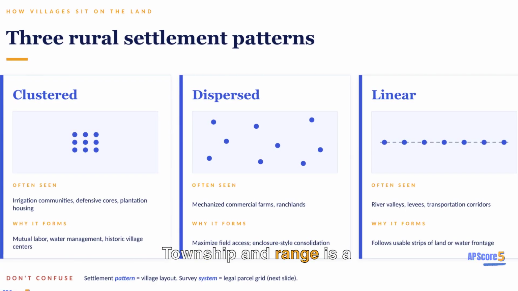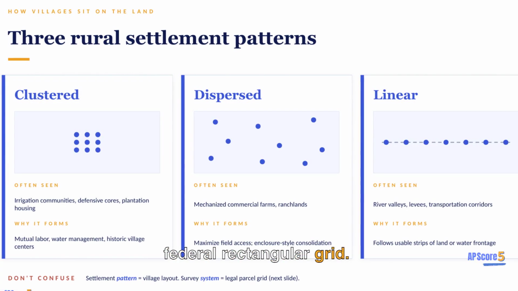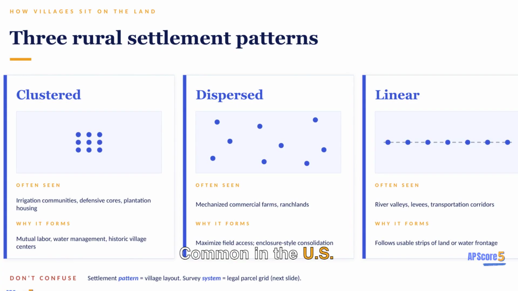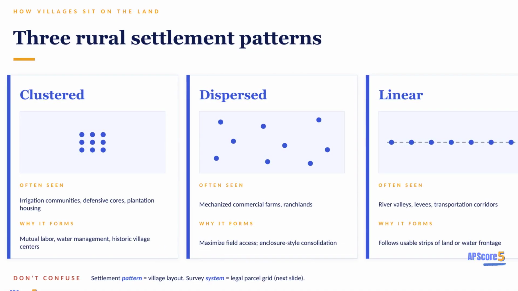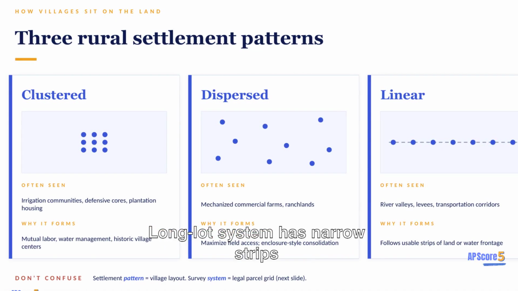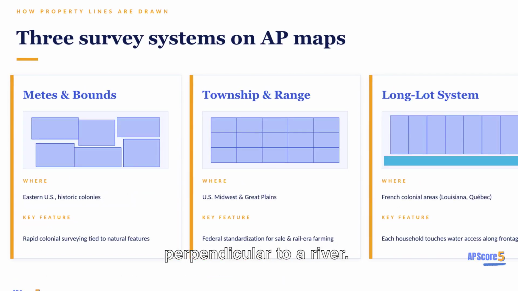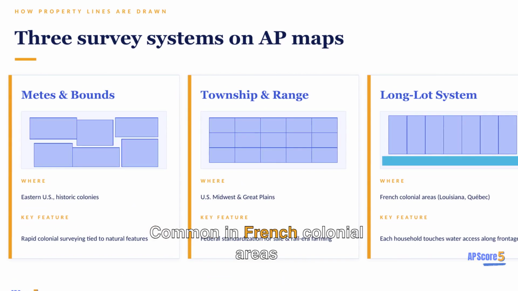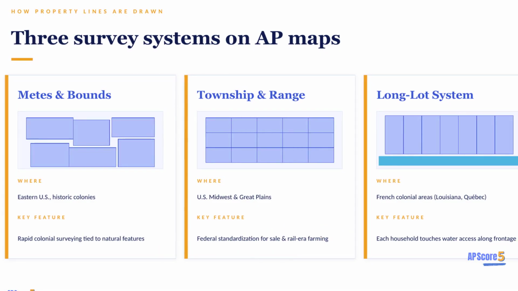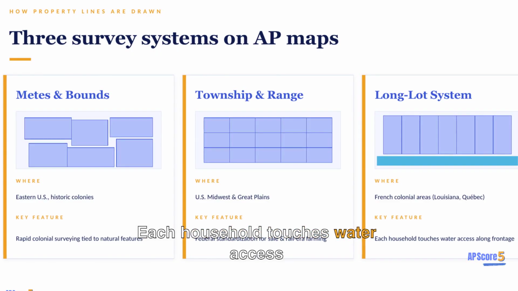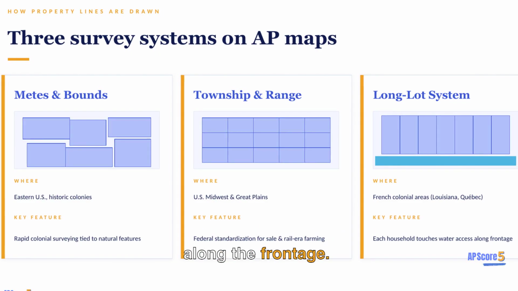Township and range is a federal rectangular grid. Common in the U.S. Midwest and Great Plains. Long lot system has narrow strips perpendicular to a river. Common in French colonial areas like Louisiana and Quebec. Each household touches water access along the frontage.